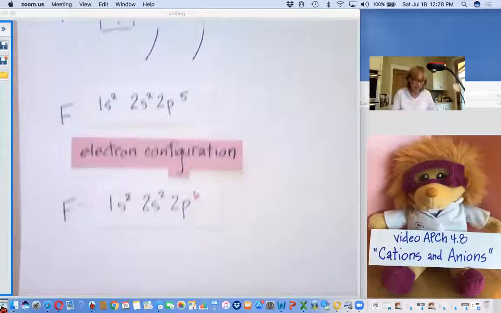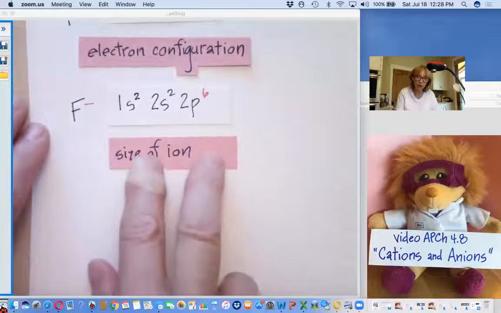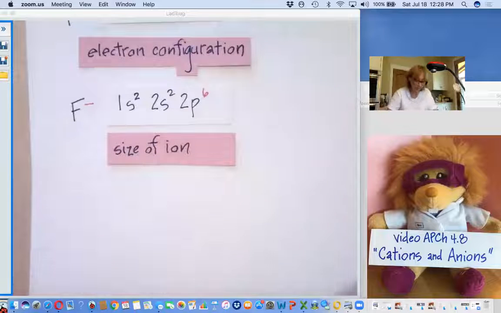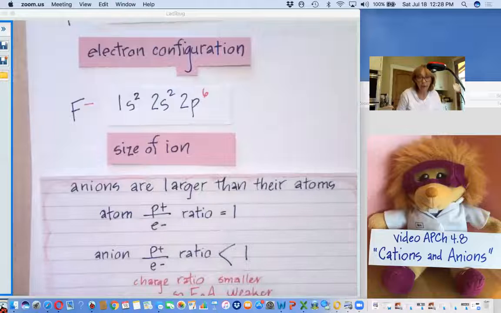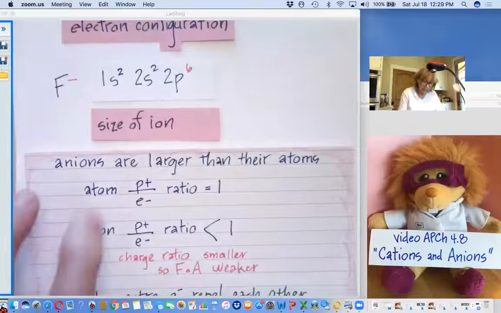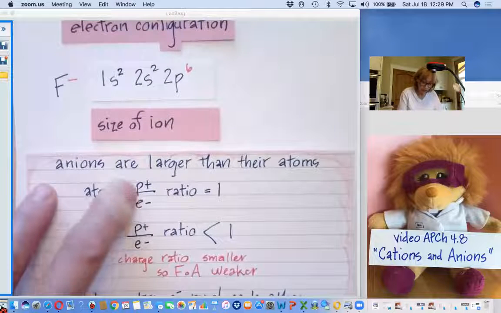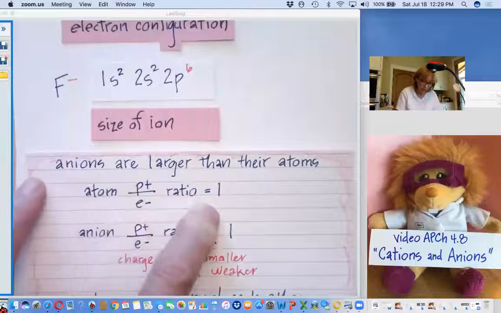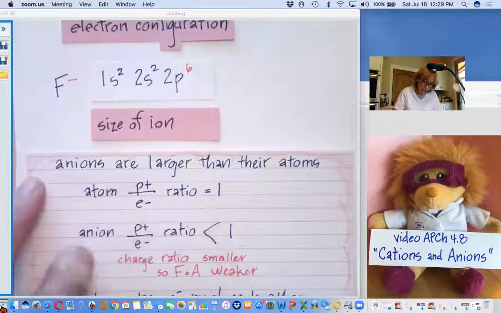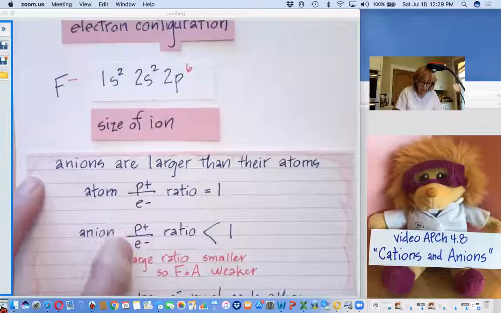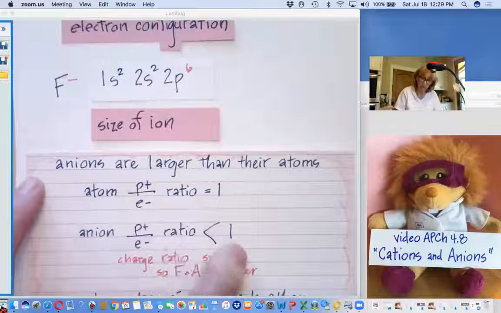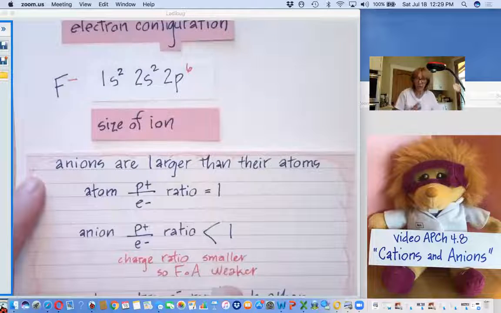Let's talk about the size. Now, this one may not be quite as intuitively obvious, but anions are always larger than their atoms. Again, in the neutral atom, the proton to electron ratio is 1. But in forming an anion, the proton number stays the same, but we're adding electrons. That causes the proton to electron ratio to be smaller than 1. And if the charge ratio gets smaller, the force of attraction gets weaker.